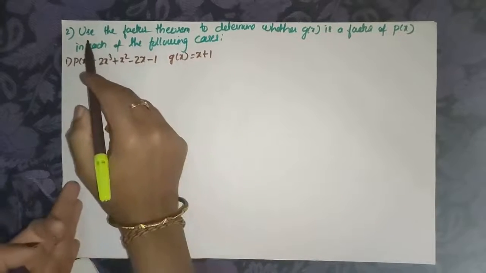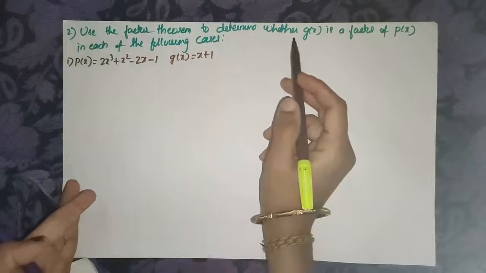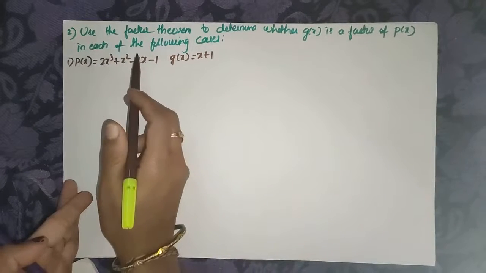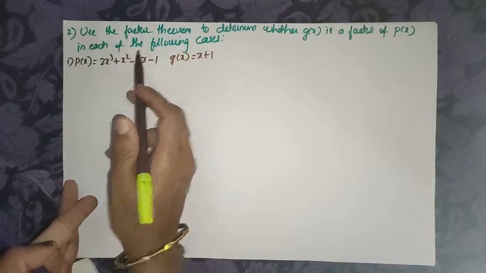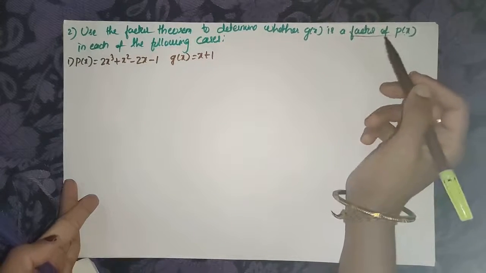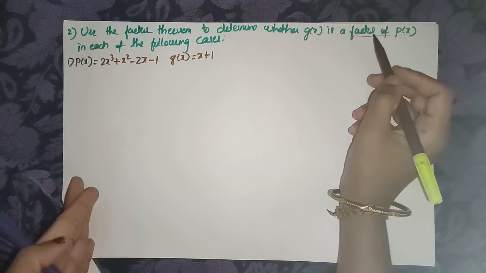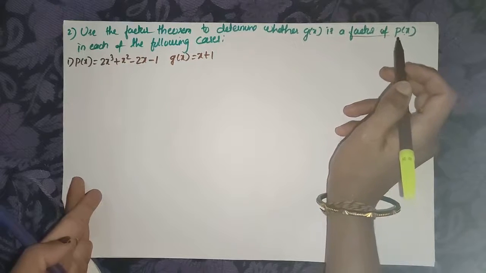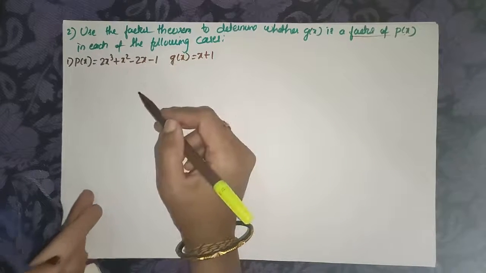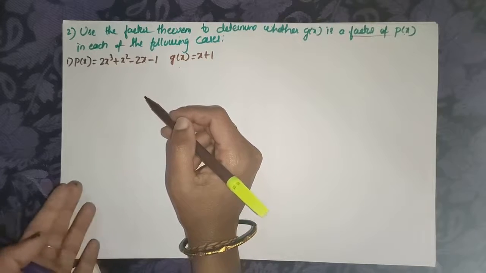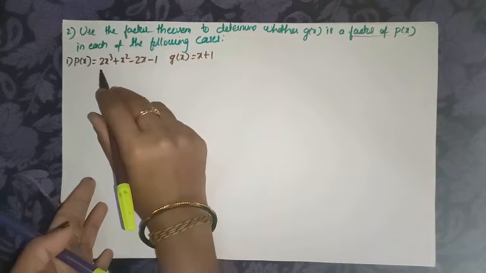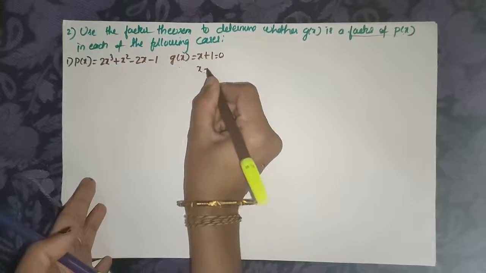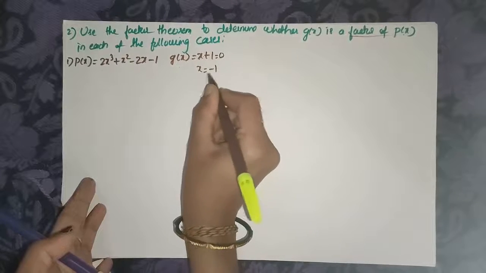Secondly, use the factor theorem to determine whether g of x is a factor of p of x in each of the following cases. Yes, here we need to apply the factor theorem. So we know that if the remainder is 0, then g of x is a factor of p of x. Here they have given g of x and p of x. Here we will use the factor theorem. We need to substitute the value of x. So to find the value of x, just equate this to 0. Here x plus 1 equals 0 becomes x equals minus 1.